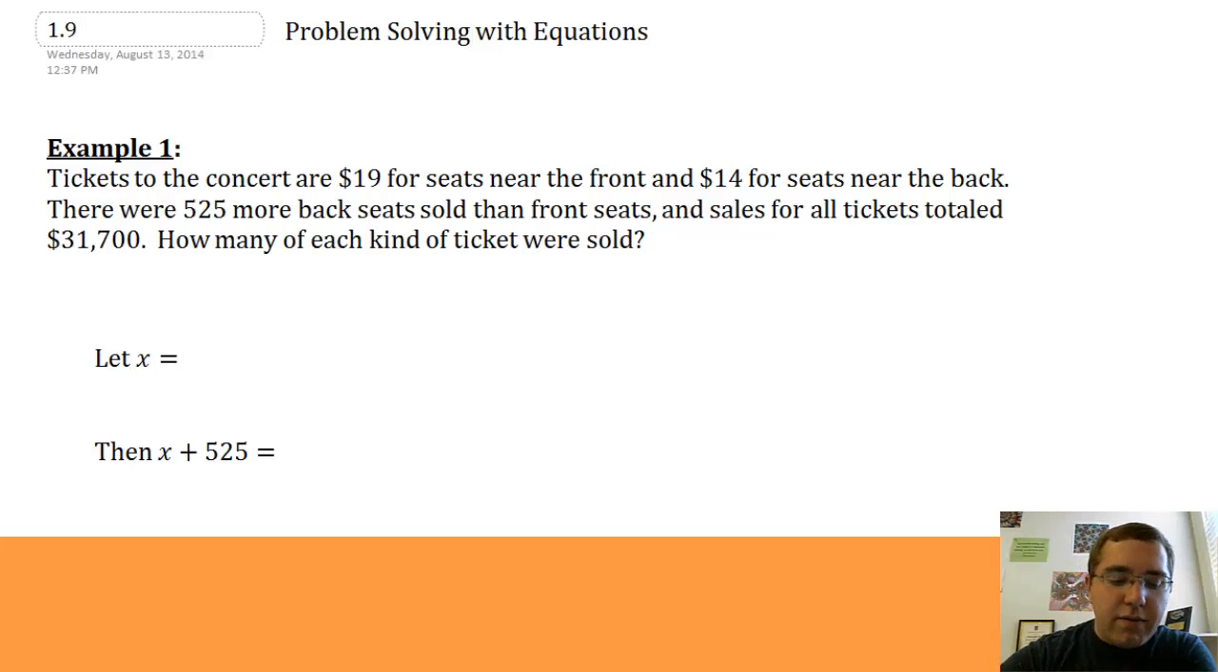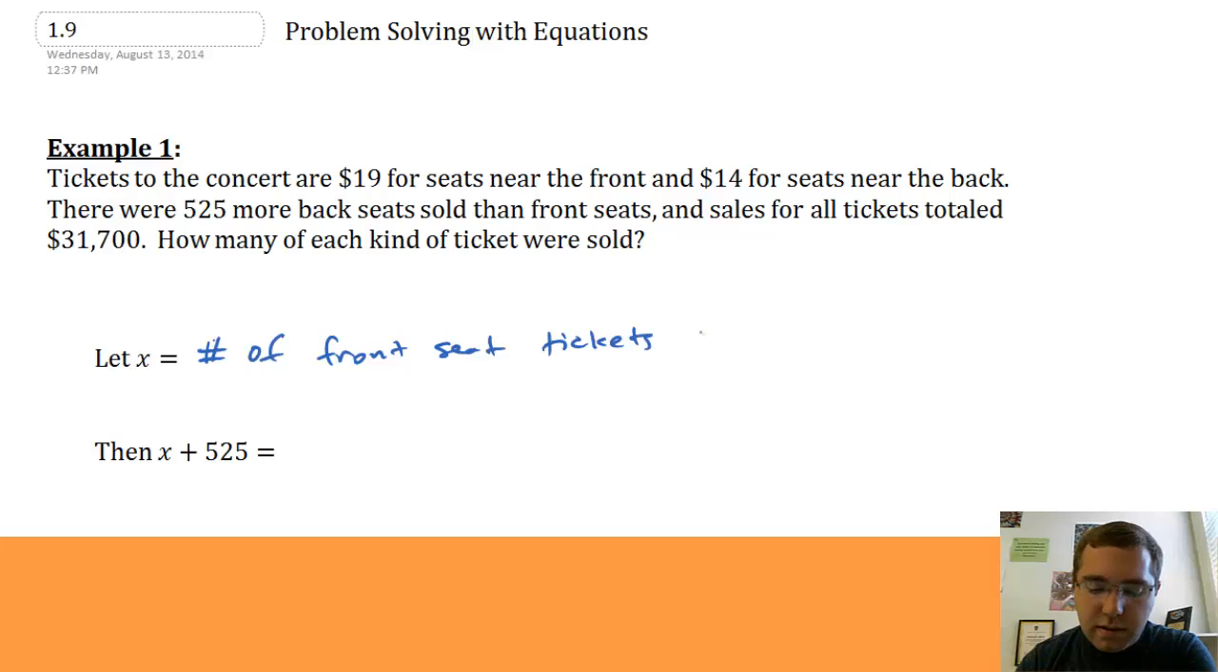The first step, whenever we have a word problem, is going to be to define our variables. So we're going to say let x, and we could call our variable whatever we want, but x is what we generally call it. Let x be the number of front seat tickets sold.